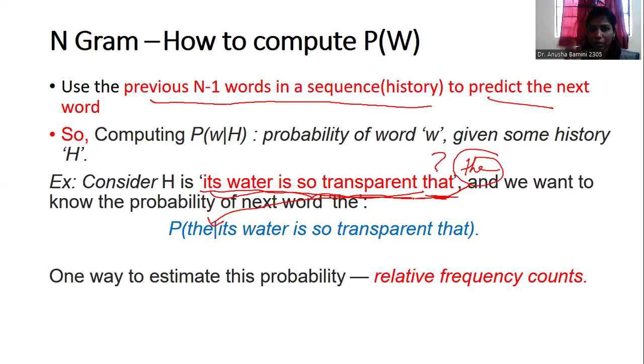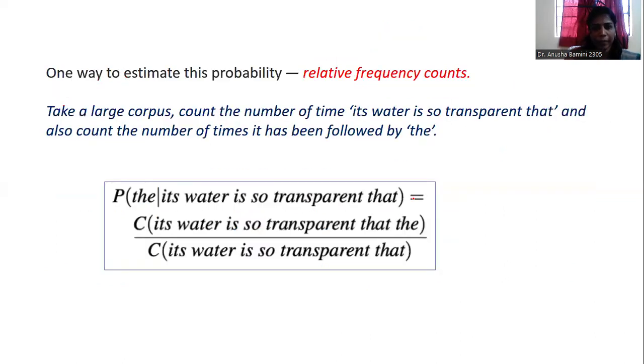Always keep this in mind: write the probability of the upcoming word first, and only then the previous words. You have to write it in a reverse manner: next word, then the previous words. So in the equation we can write it like this: probability of its water is so transparent, equal to, where P represents probability and C represents the count.